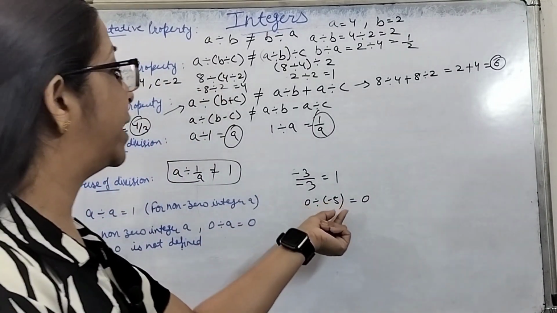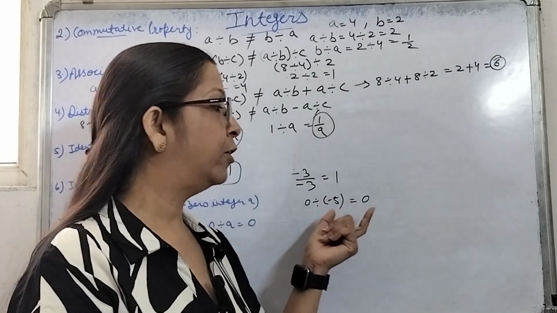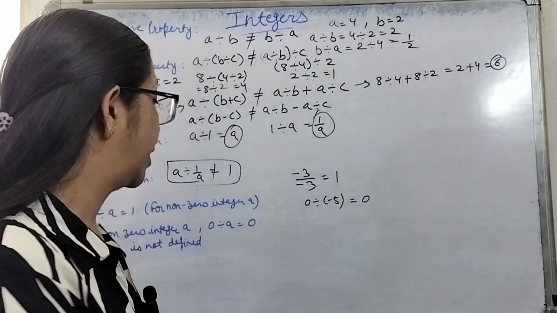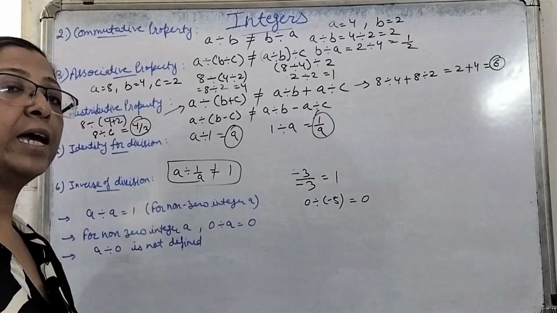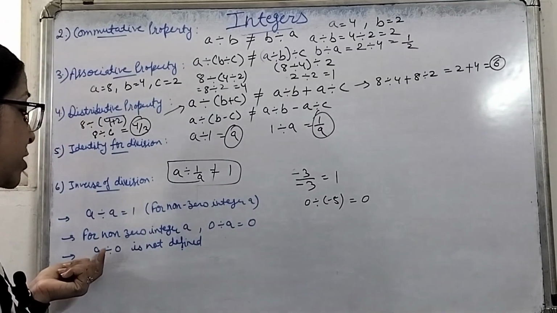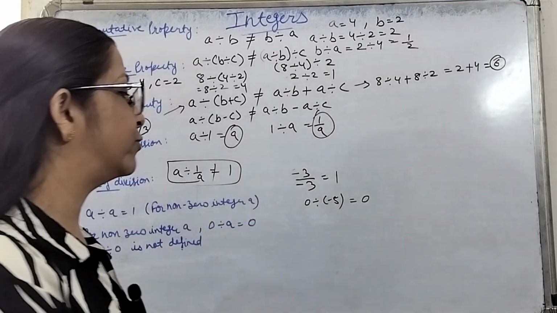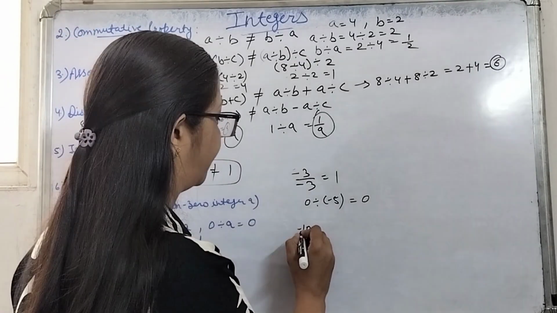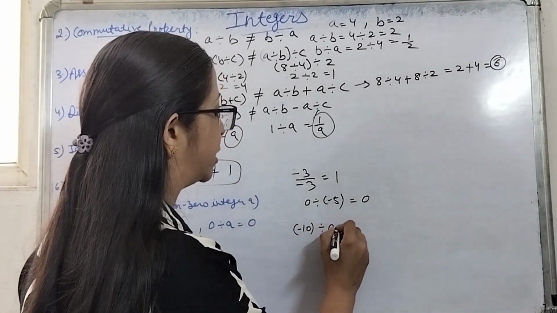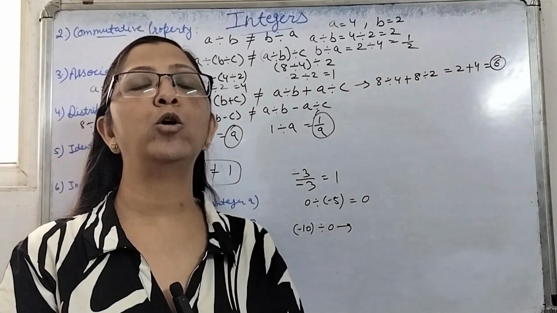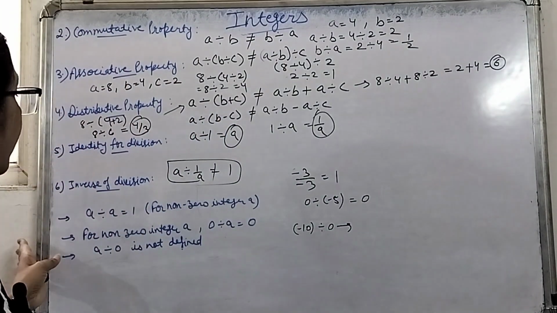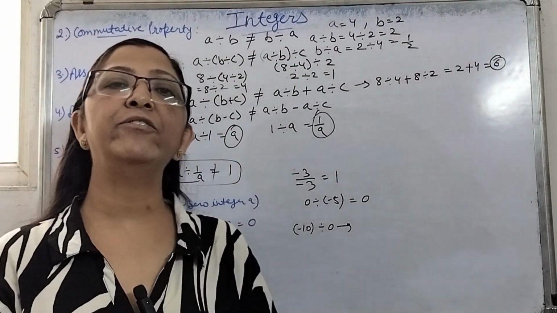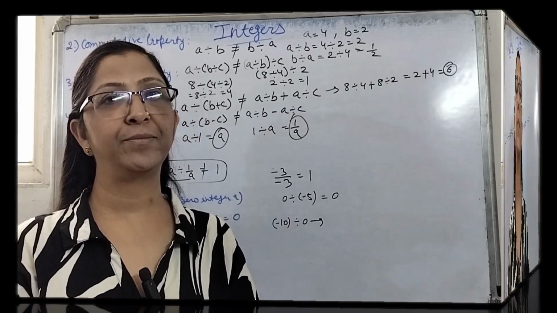So 0 divided by any non-zero integer will always be 0. And if we take the value of A as any integer, here it could be 0 also. So if we take any integer, say minus 10, and divide it by 0, the quotient will always be not defined. The value will not be defined. So these are some of the properties related to division of integers.